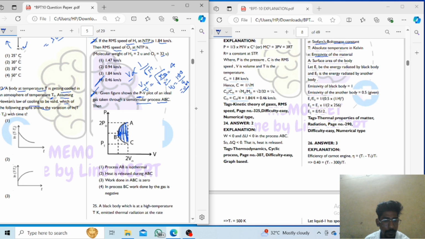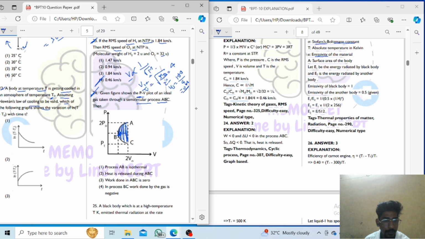In the cyclic process, dU equals 0. You already know the internal energy change will be 0, and dQ equals dW from the first law of thermodynamics. In this portion, you can see this is not an isothermal process, because the temperature is changing. But in this process ABC, as it is going in the downward direction, you can see some amount of heat is being released in the case of ABC.